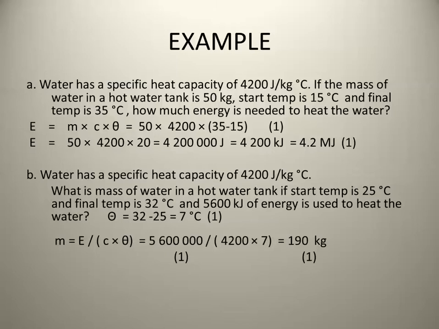Well, again, we can go back to a formula triangle. We get m equals E over c times theta. We put the numbers in. We've got 5,600 kilojoules, so we add an extra 3 zeros. We have to be working in standard units, and the standard unit of energy is the joule. So it's 5,600,000. We have 4,200 as the value for the specific heat capacity, and the temperature difference is 32 minus 25, which is 7. When we put those numbers in, we get 190 kilograms.